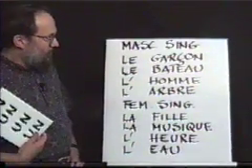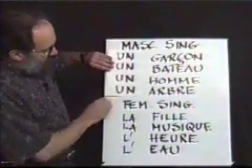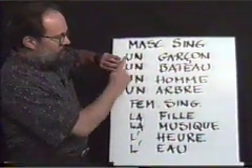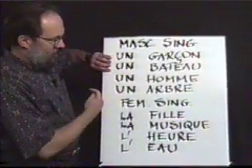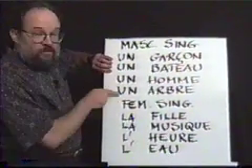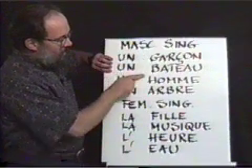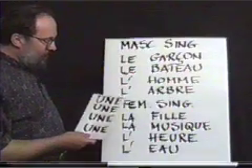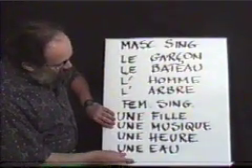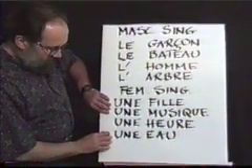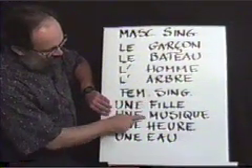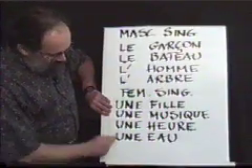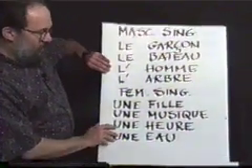And now I can replace these definite articles by indefinite articles. Now you see when you use indefinite articles, un garçon, un bateau, un homme, un arbre, there's no problem here. You use the same form whether the nouns begin with a consonant, a mute H, or a vowel. Now if I have a feminine, I'll do the same thing. Une fille, une musique, une heure, une eau. It doesn't matter if that begins with a consonant, a mute H, or a vowel. Same form of the indefinite article.